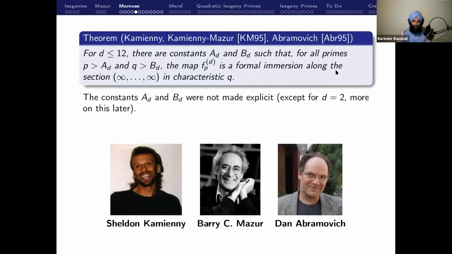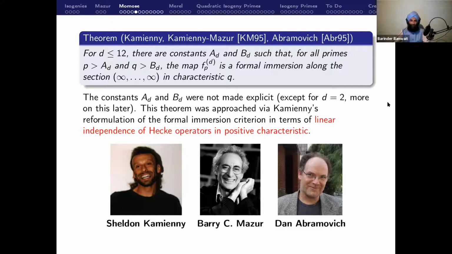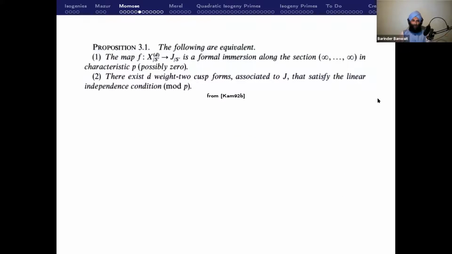These constants A_D and B_D were not made explicit, apart from D equals 2, which I'll come back to in this quadratic isogeny prime section. And the way they proved this was to use Kamienny's reformulation of this formal immersion criterion in terms of linear independence of Hecke operators associated to the Eisenstein quotient in positive characteristic. So you can read about that in Kamienny's 1992 IMRN paper.